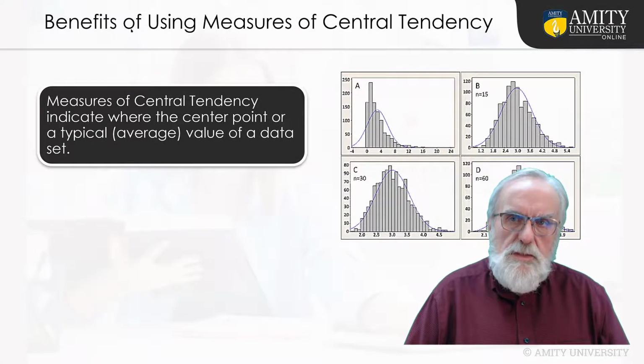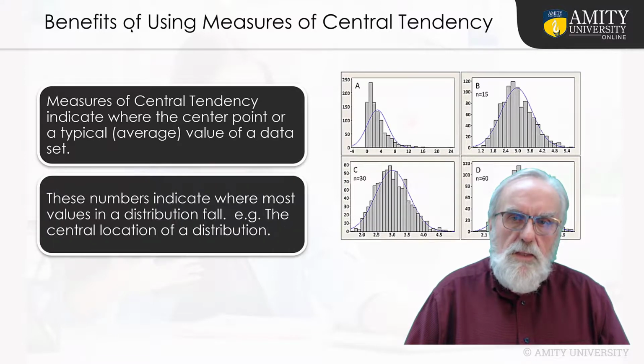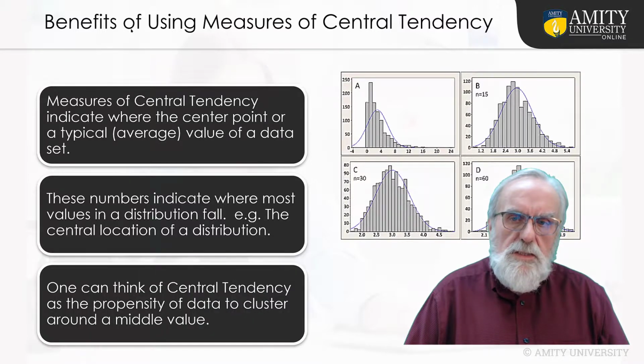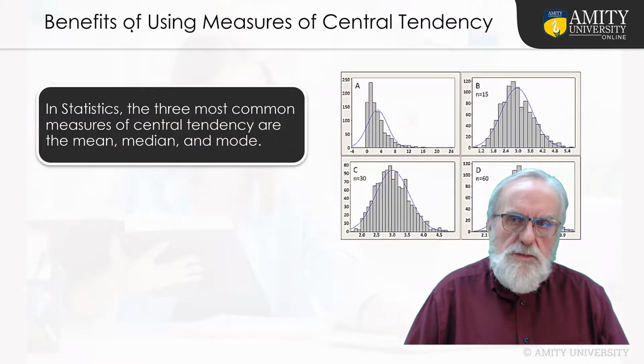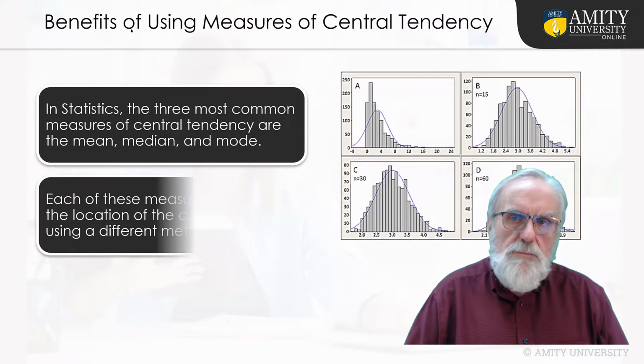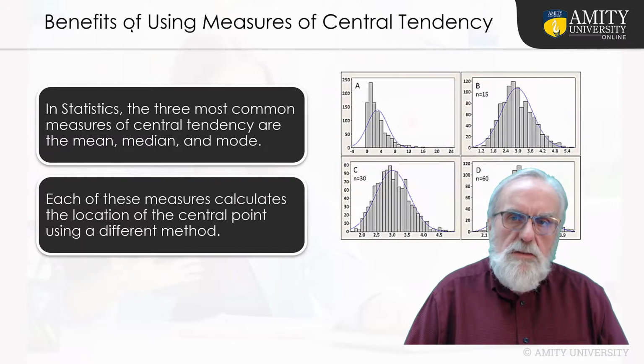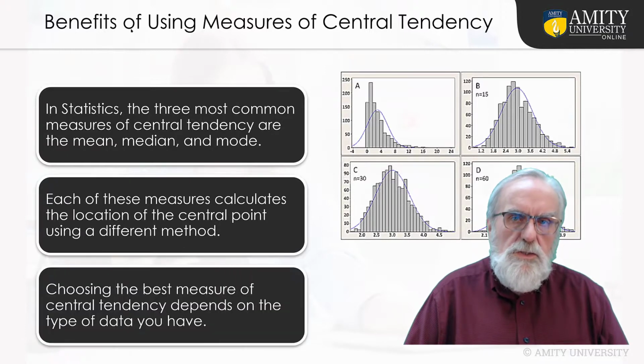Measures of central tendency indicate the center point or a typical average value of a data set. These numbers indicate where most values in a distribution fall. In other words, the central location of a distribution. You can think of central tendency as the propensity of data to cluster around a middle value. In statistics, the three most common measures of central tendency are mean, median, and mode. And each of these measures calculates the location of the central point using a different method. Choosing the best measure of central tendency depends on the type of data you have.